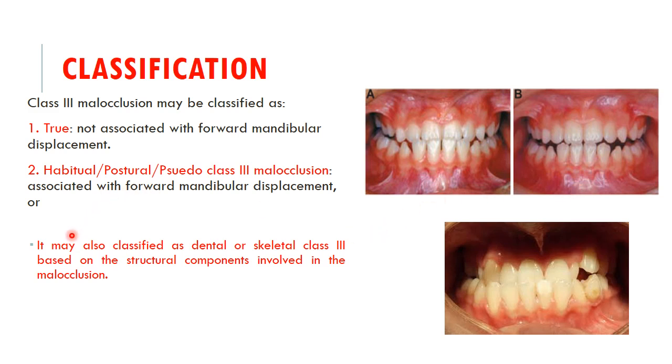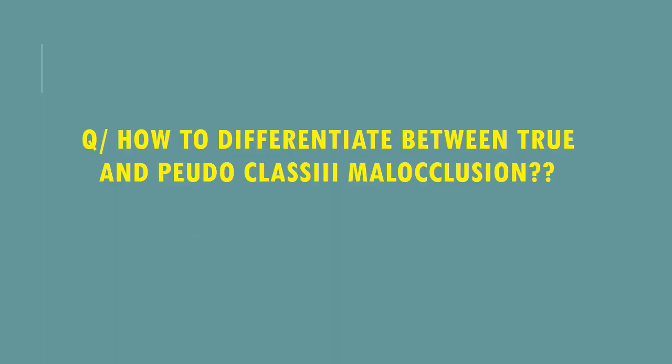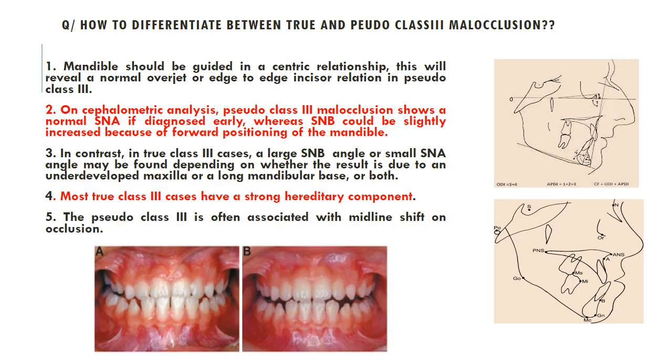Also, Class III malocclusion can be classified as dental or skeletal based on the structural component that is involved in the malocclusion. The question now is how to differentiate between the true and the pseudo-Class III malocclusion. The first thing to do is to guide the mandible into the centric relation, which is the most relaxed position of the mandible, when the condyle is in the most superior and anterior position of the glenoid fossa. If the patient has a habitual Class III, we will see that he has a normal overjet or an edge-to-edge incisor relationship.